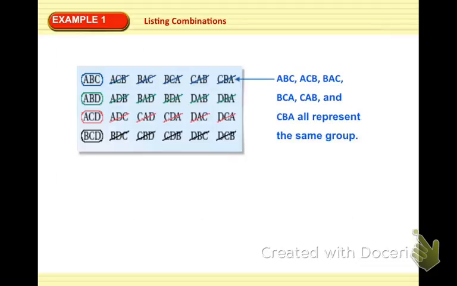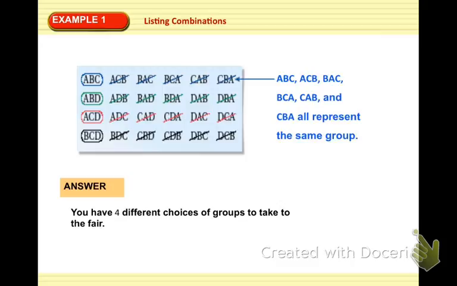So you could do the whole list of all the total ways to arrange your friends. However, noting that ABC, ACB, BAC, BCA, CAB, CBA all contain the same 3 people, in that case, you only really have 4 different choices of groups to take to the fair.